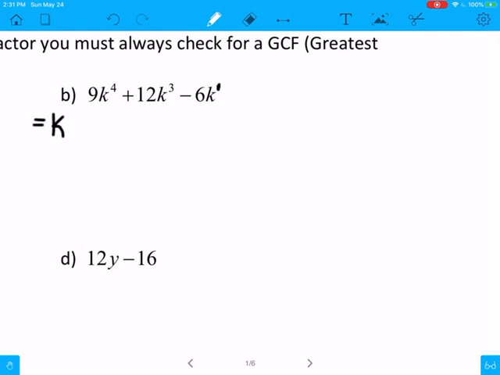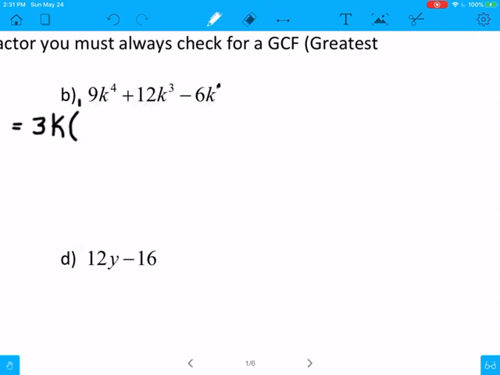This one has 3 terms. Then I have a 9, a 12, and a 6. What can I take out of 9, 12, and 6? What can I divide out of there? I can divide out a 3. So I put the 3 and I put an equal sign in front of that. So I take a 3K out of each. So I'm taking it out of 3 terms. I should have 3 terms left when I'm done.